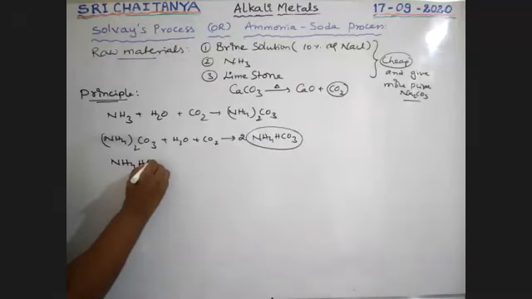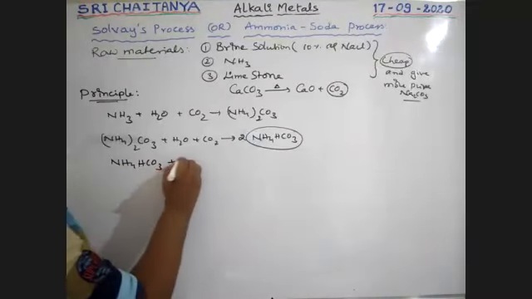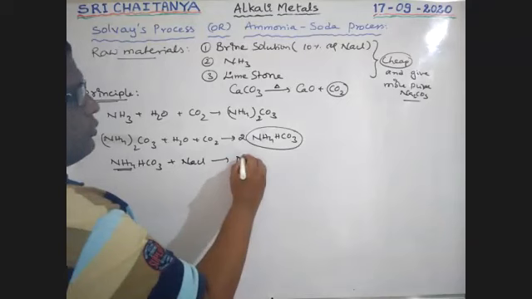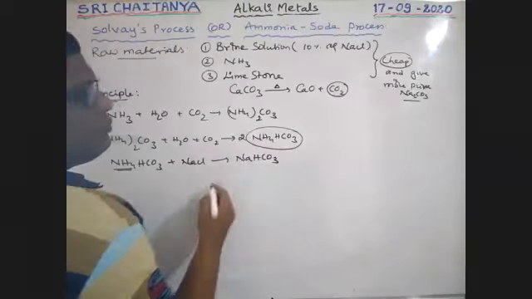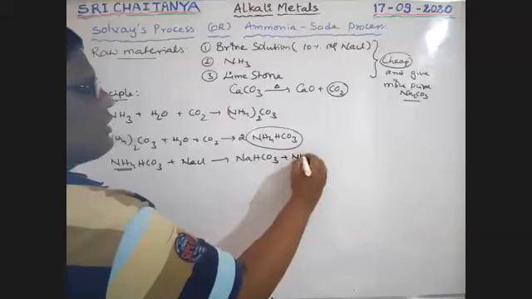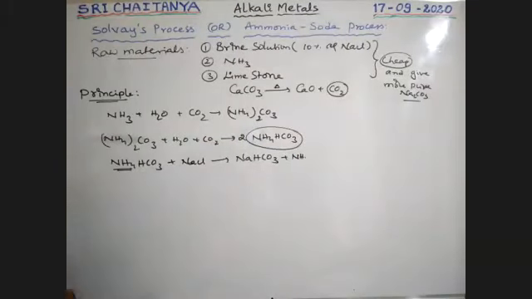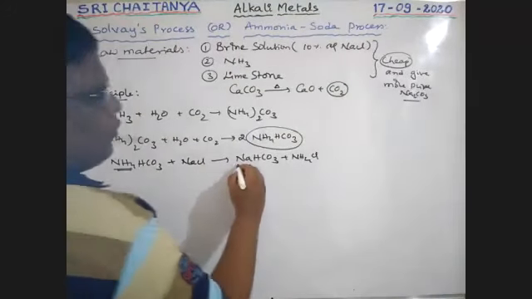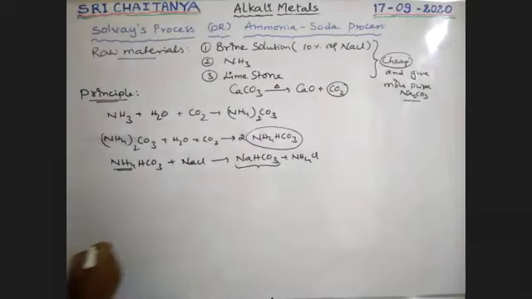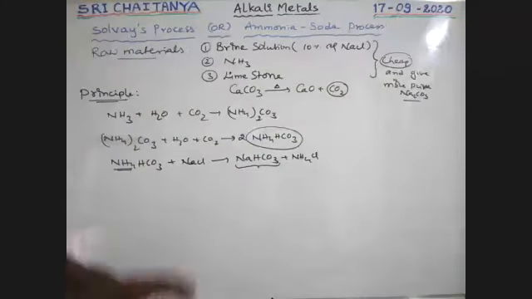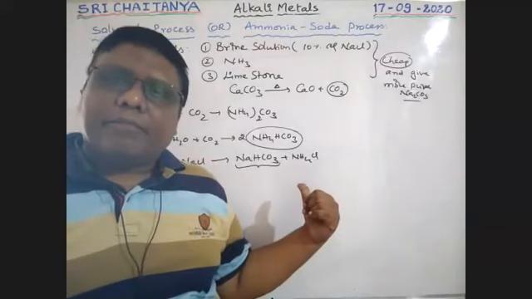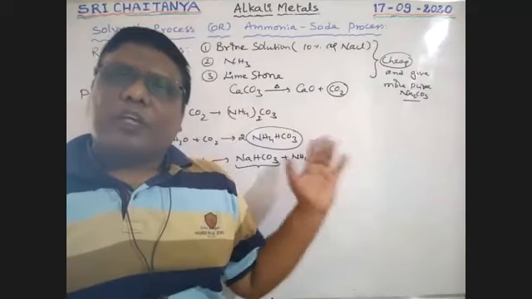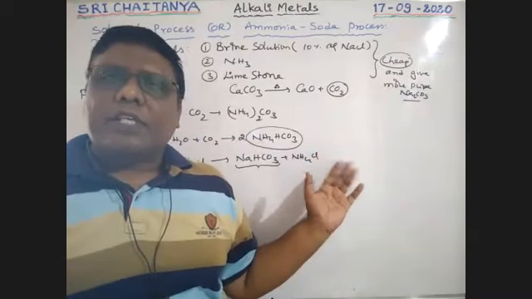This ammonium bicarbonate, NH4HCO3, reacts with brine, NaCl. The ammonium ion is replaced and it converts into NaHCO3 plus NH4Cl. So sodium bicarbonate is the product. If you want sodium bicarbonate, stop the reaction here, because the next compound is sodium bicarbonate, boys. For that purpose only we are using Solvay's process up to now.